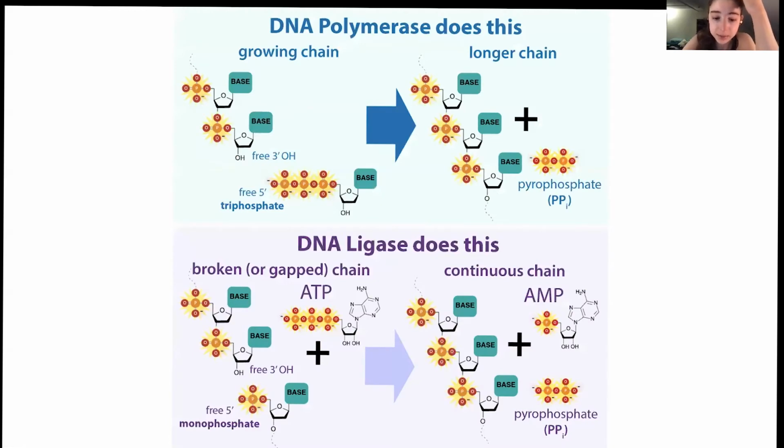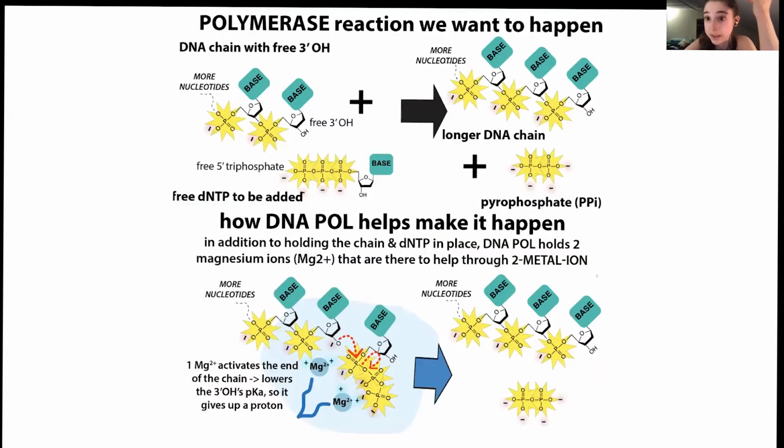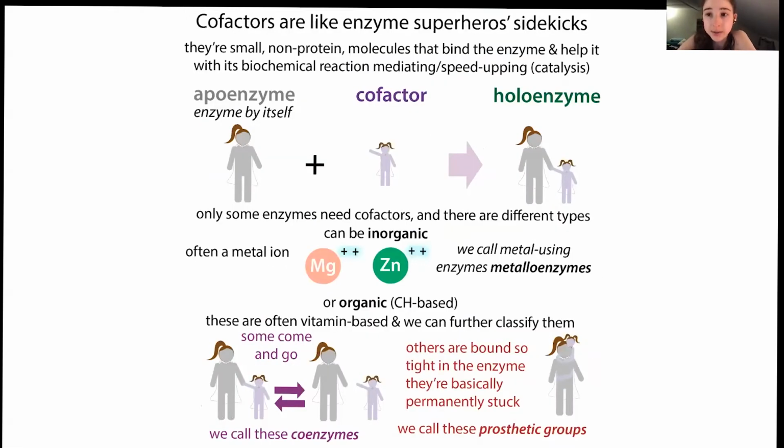this is going to happen with the help of some magnesium ions. Enzymes are really awesome, but they often need help. And so sometimes enzymes use cofactors, which are helper molecules. DNA polymerase is what we call a metalloenzyme, so it uses a metal ion to help it, and it uses magnesium.